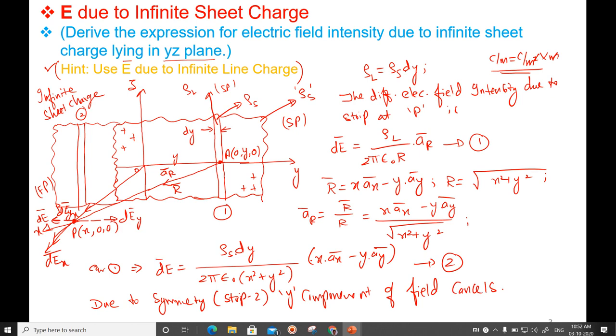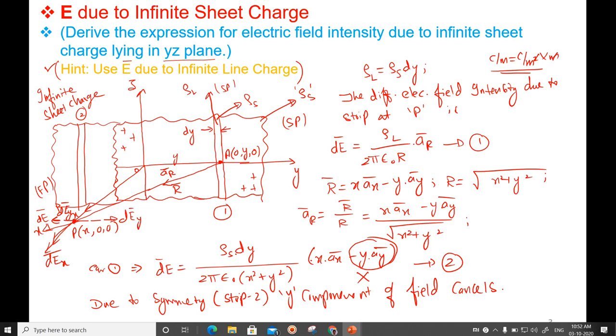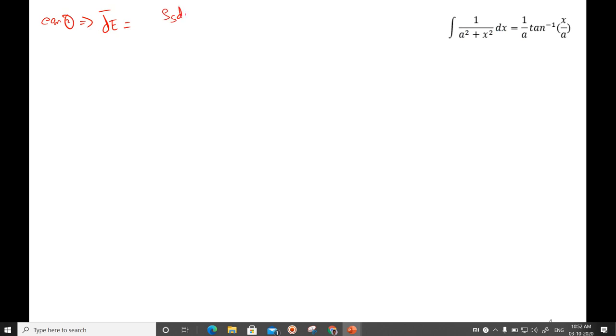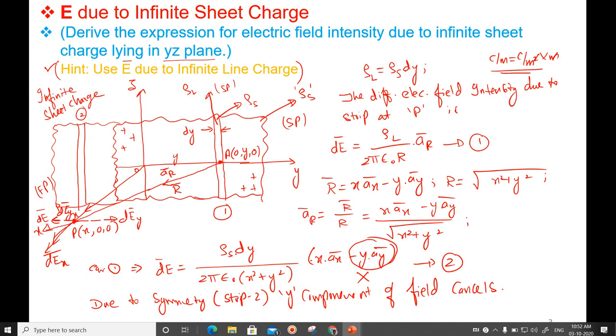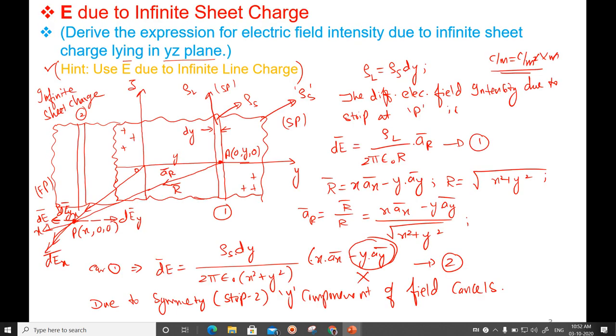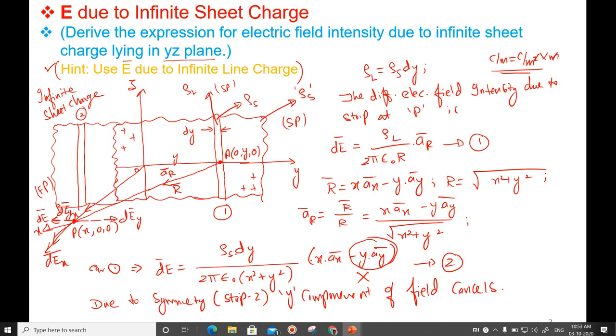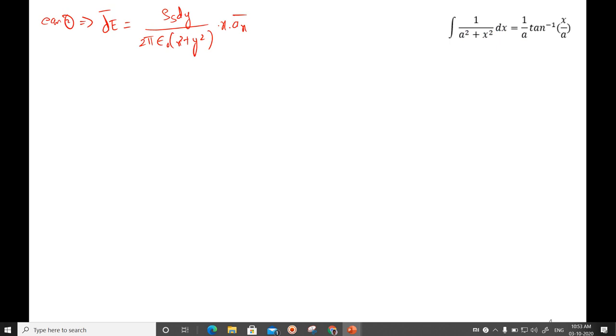So the y component of the field cancels, which means this will vanish. In this equation I will eliminate this and write the remaining thing. Equation 2 implies dE is equal to rho s into dy, divided by 2 pi epsilon naught into (x square plus y square) into x into ax. And you can observe one more thing, it is along only the x direction, right? So I can write this as x because it is only along the x direction.